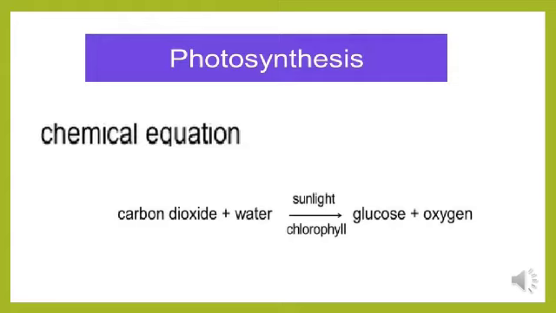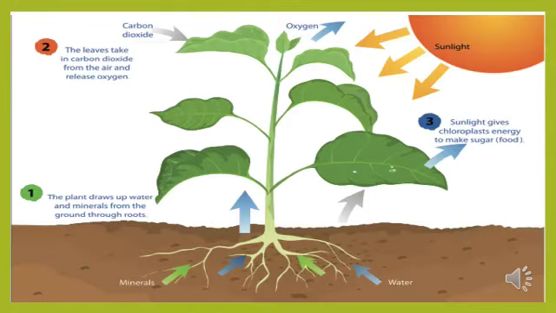In the presence of sunlight and chlorophyll, these get converted into glucose, which can be called the plant food, and oxygen is given off as a byproduct of photosynthesis. Now, let us discuss where plants get all the necessary conditions for photosynthesis.